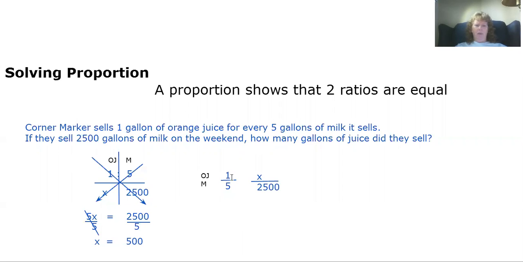Let's look at the problem that was written as a fraction. If we cross multiplied in that problem, we would have 1 times 2,500 and x times 5. So even though we wrote it in a different form of ratio, we still would come out with the same answer, since we're multiplying x times 5 in both problems, and 1 times 2,500.